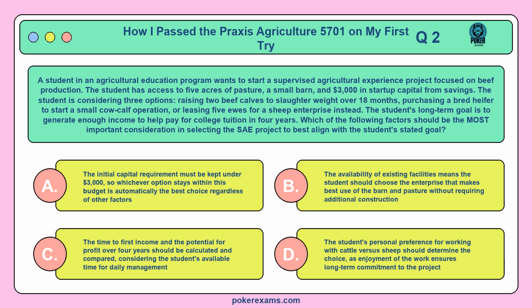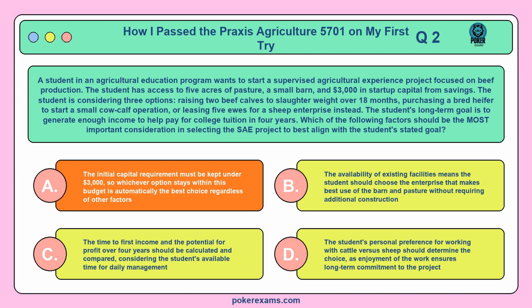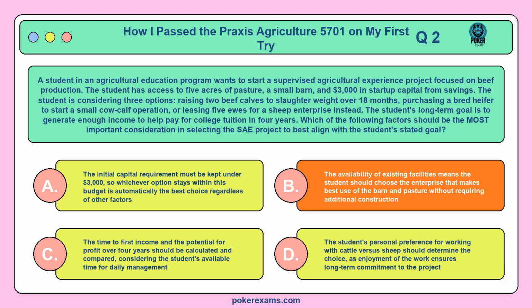Which of the following factors should be the most important consideration in selecting the SAE project to best align with the student's stated goal? Option A. The initial capital requirement must be kept under $3,000, so whichever option stays within this budget is automatically the best choice regardless of other factors. B. The availability of existing facilities means the student should choose the enterprise that makes best use of the barn and pasture without requiring additional construction.